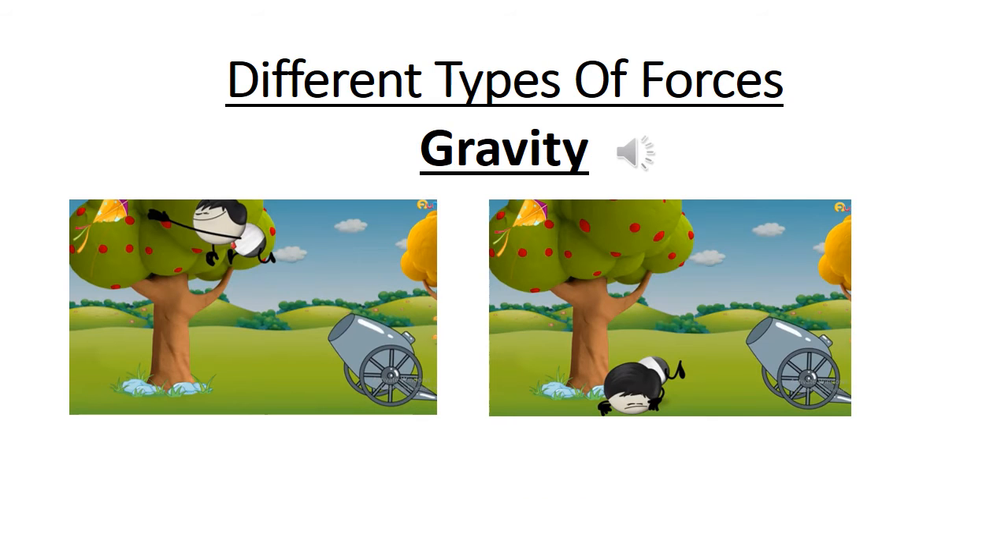Gravity, page number 71. A force that brings objects towards the earth. When the man falls off the tree, gravity is the reason he hits the ground. No matter how high we jump, we will land back on the ground. We do not stay up in the air. Why is that so? We land on the ground because there is a force pulling us down. This force is called gravitational force or gravity. Gravity is the force of attraction between two objects. Gravity is a non-contact force.